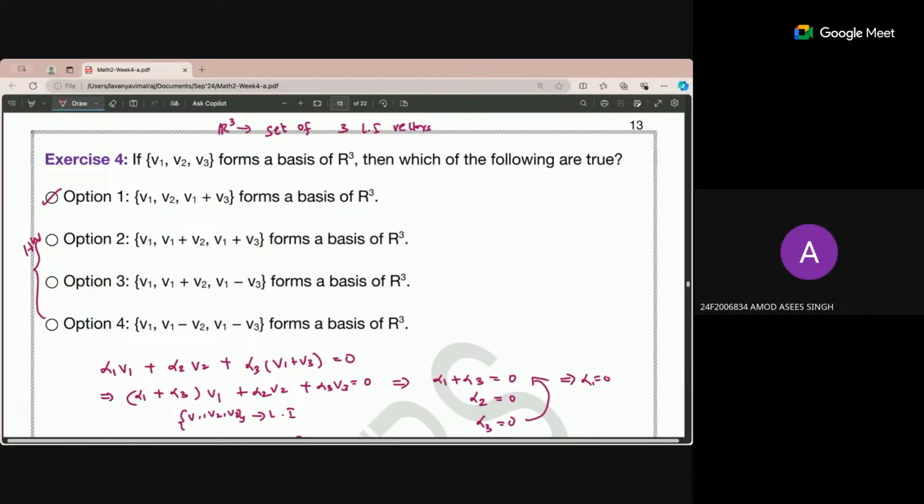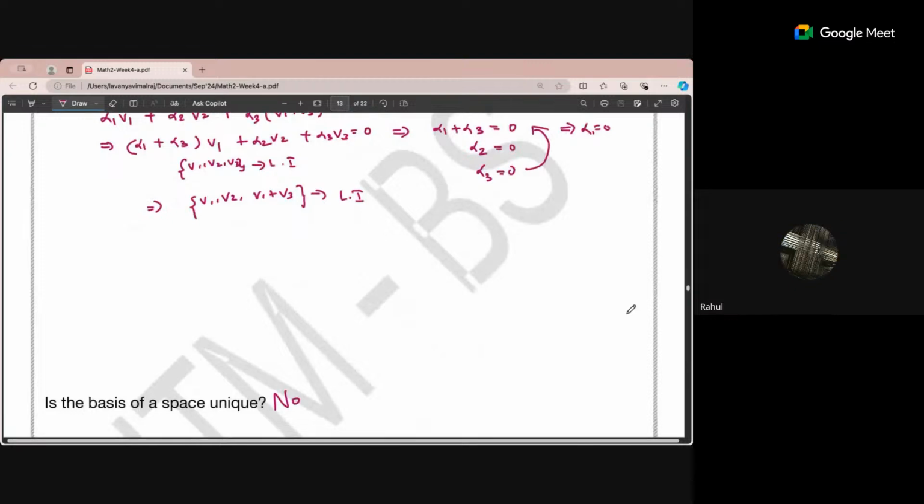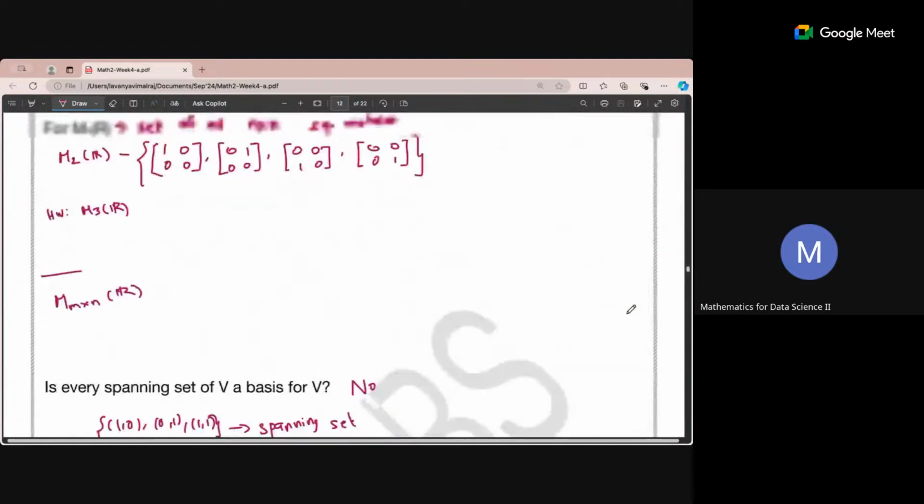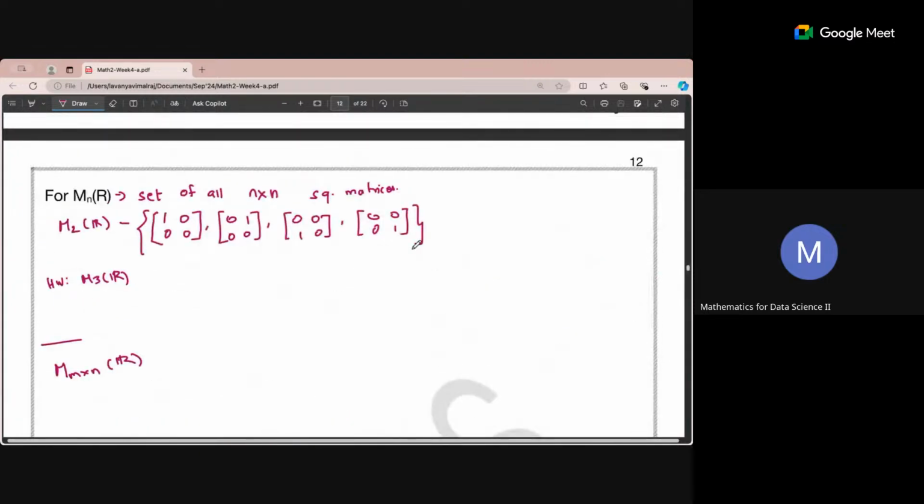Ma'am, I have a doubt about matrices being vectors. We saw that we needed 4 matrices to span R2, in a sense. Sorry, your voice got disconnected. What were you asking? We saw that we needed 4 matrices to span R2. Not R2, M2 of R. It's not R2. M2 of R is different from R2. R2 has only 2 entries, but here you have 4 entries in each vector.